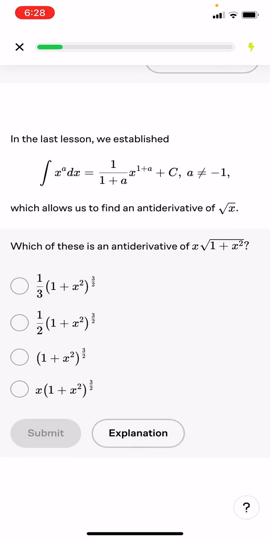In this lesson, we establish that the antiderivative of x to the a, dx, equals 1 over 1 plus a, x to the 1 plus a, plus c, where a is not equal to negative 1, which allows us to find the antiderivative of square root of x. So, yeah, we don't want negative 1, definitely not. Which of these is the antiderivative of x square root of 1 plus x to the second? So antiderivative, and it won't be negative 1.